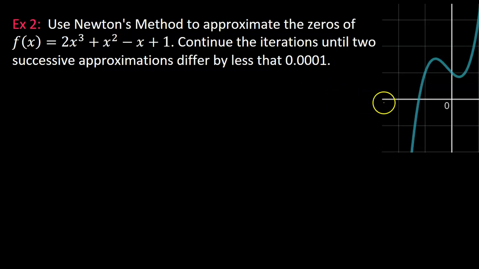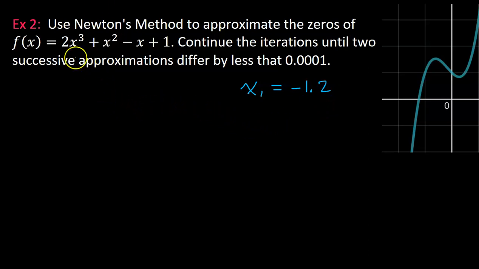This time, instead of giving us an x1 guess, they're giving us a graph. So looking at the graph, we can see there's only one zero somewhere between -1 and -2. It's pretty close to -1. So let's just go ahead and guess. We'll let our x1 be -1.2. That seems like a good place to start.